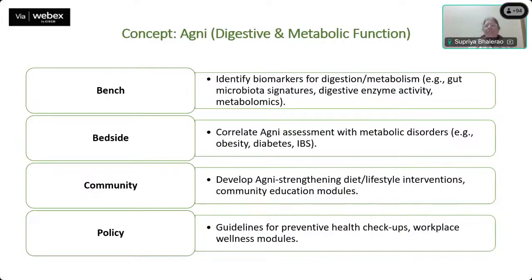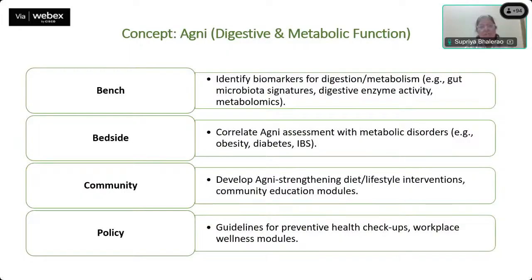Now, you will say that we all are Samhita Siddhanta students or faculty. So how can our concepts, whatever we are dealing with, be translated? So just take two examples. One is the concept of Agni. Lab work is also called bench work. So what we can do in lab work is identify some biomarkers for digestion and metabolism.